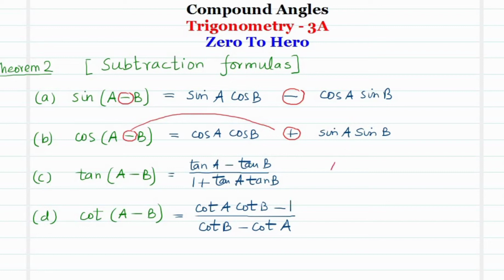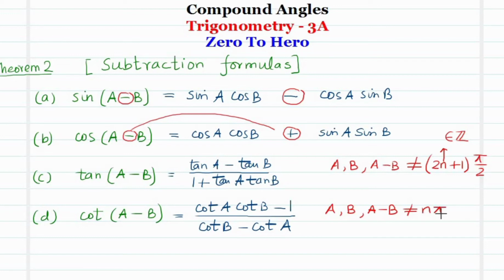only when the angle A, angle B, and angle A minus B are not an odd multiple of pi by 2. So they should not be equal to (2n plus 1) pi by 2, where n is an integer. What is n? n is an integer. Similarly, in case of cot, A, B and A minus B should not be equal to a multiple of pi, where n is an integer. It should not be a multiple of pi.